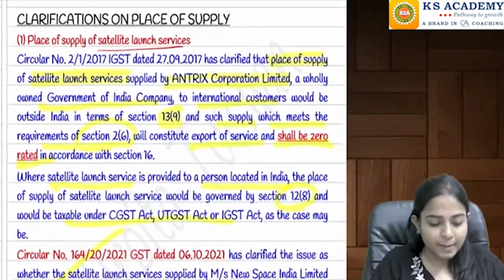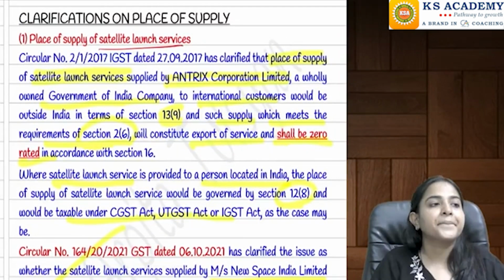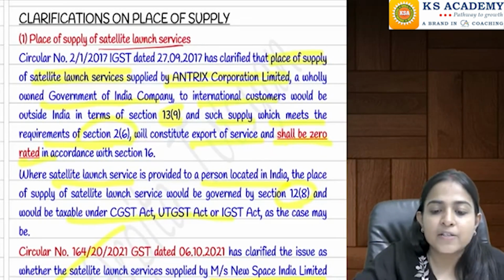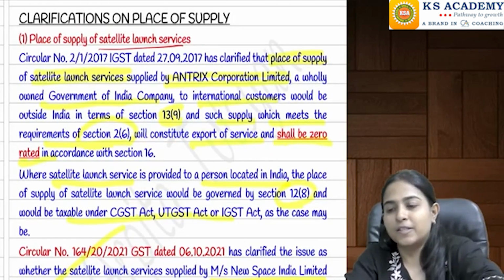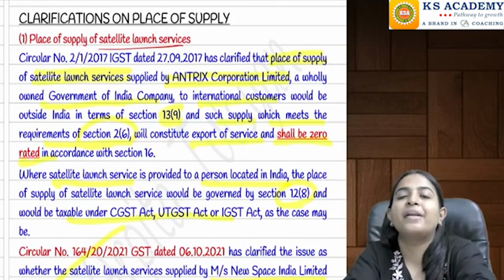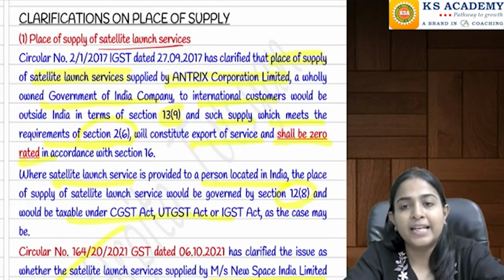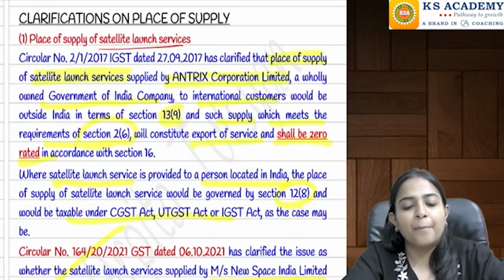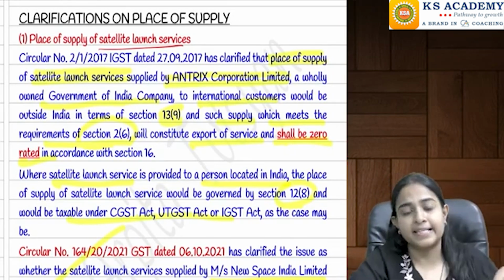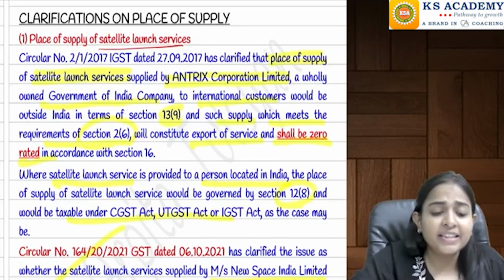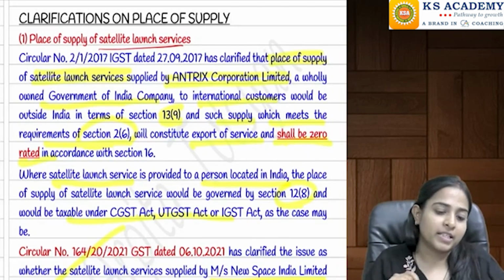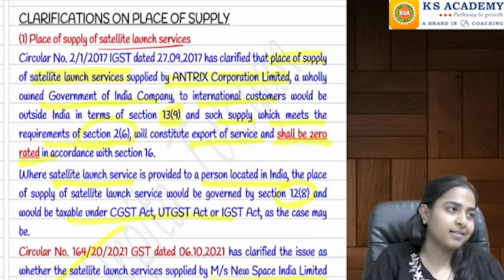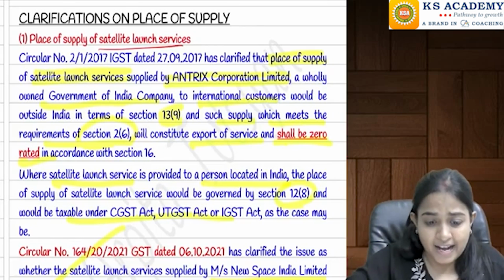Everyone, can you see this? Yes, now listen, in case of place of supply of satellite launch services, this is connected to a previous circular which was issued in the year 2017. There are many companies, generally government owned companies, many wholly owned government subsidiaries, that whenever they provide satellite launch services to customers, even that is also considered as a supply.